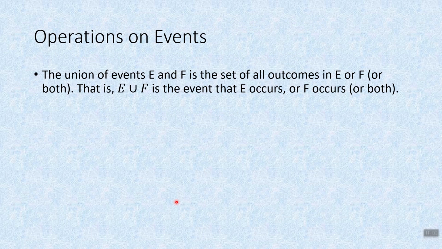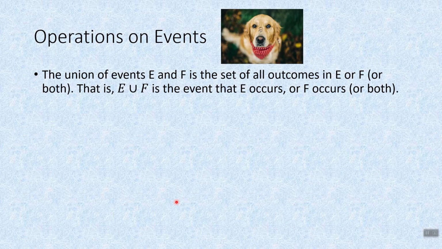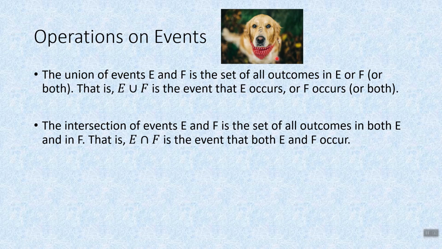So let's do some operations on events. Now, remember, these are just sets. So the union of events E and F is the set of all outcomes in E or F or both. That is, E union F is the event that E occurs or F occurs or both. It's like a marriage, right? And there's a dog holding the rings. How could I not go with that? Union, it's all of yours, all of theirs, and everything that you've accumulated together.